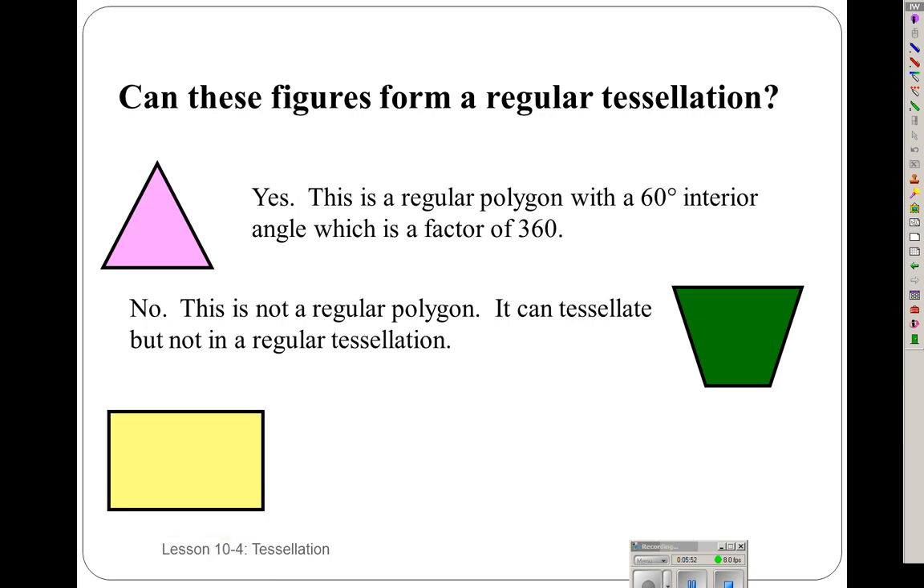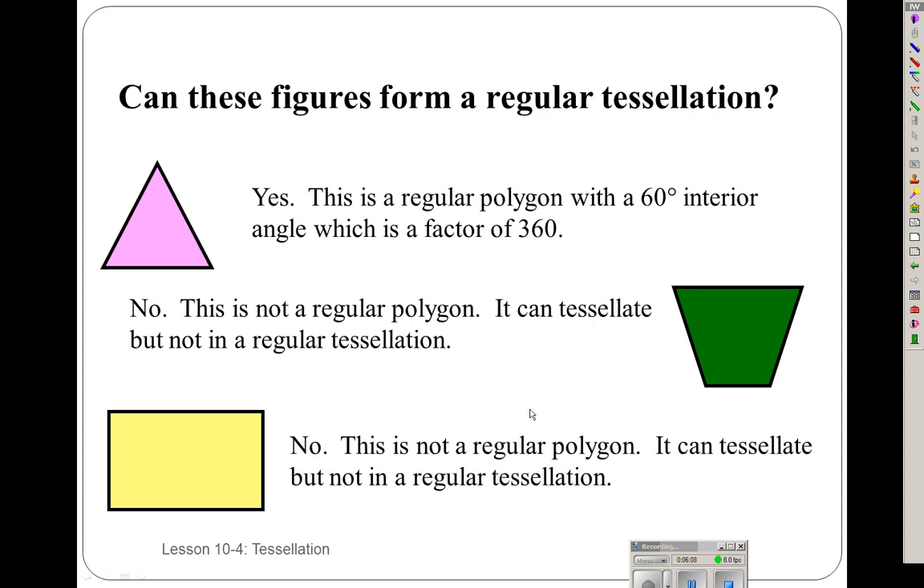How about a rectangle? Well, I can see that it's not a regular polygon either. The angles are all the same. However, you have some sides that are shorter than the others. So this is a no because it's not a regular polygon. You can tile a floor with rectangles, so it will tessellate. It just won't be a regular tessellation.